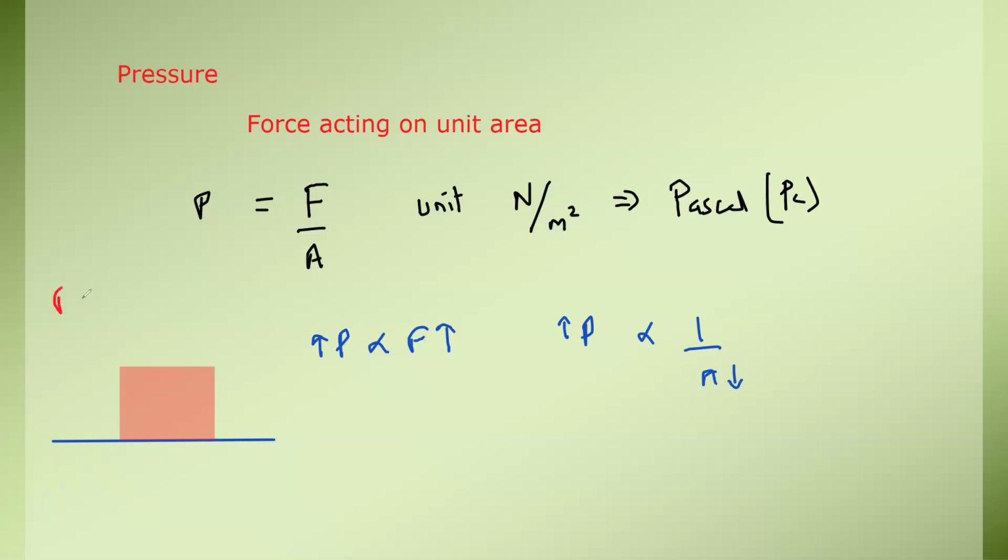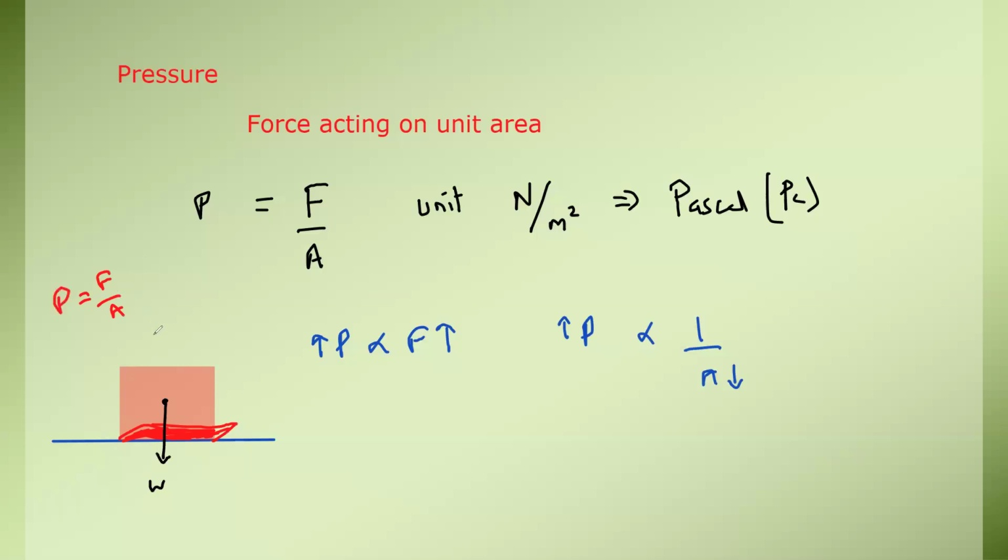To calculate the pressure, we need the force and we need the cross-sectional area. So what area will we take? We will only take the area which is in contact with the ground. So we take the area of this object that is in contact with the ground. And what about the force? In this example, the force is equal to the weight of the object, which is acting downward.